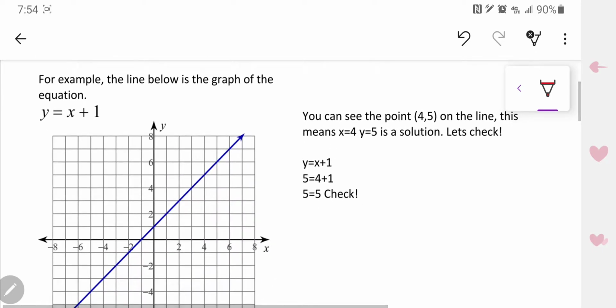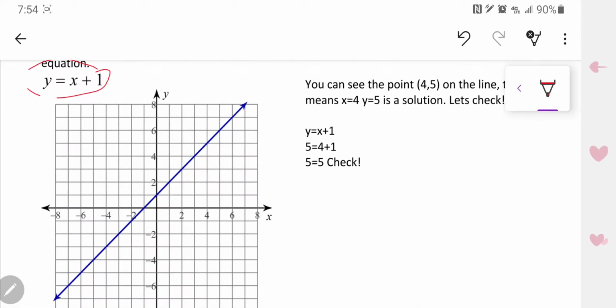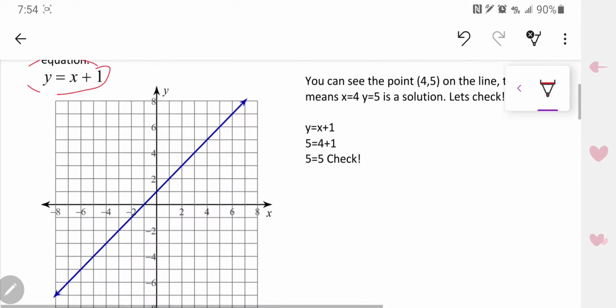So if you see this line, this is the graph of y equals x plus 1. Any point on the line is a solution to that. So let's take this point (4, 5) right here. That means that that point is an answer to that equation.